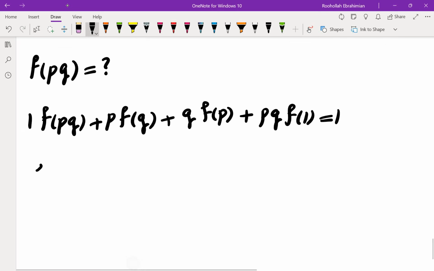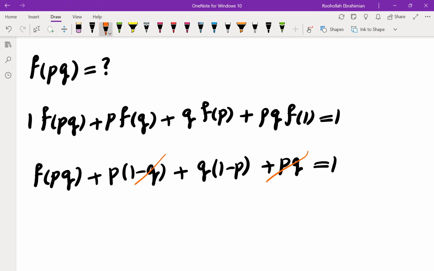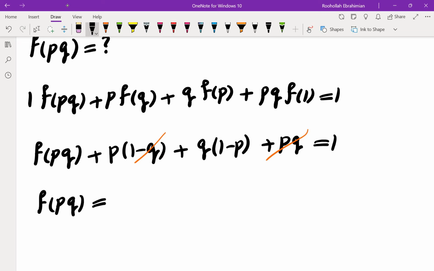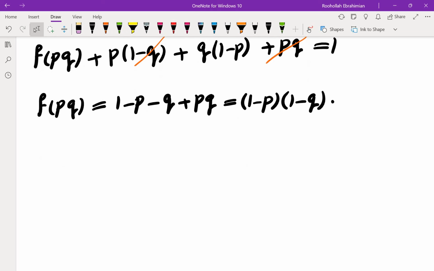So we'll just substitute and see what we get. We get f(pq) + p times (1 - q) + q times (1 - p) + pq = 1. Now, we know that pq cancels here, and we are left with f(pq) = 1 - p - q + pq. And this is in fact (1 - p)(1 - q). Now we can go ahead and evaluate f(pq²), which is in fact what we are looking for.